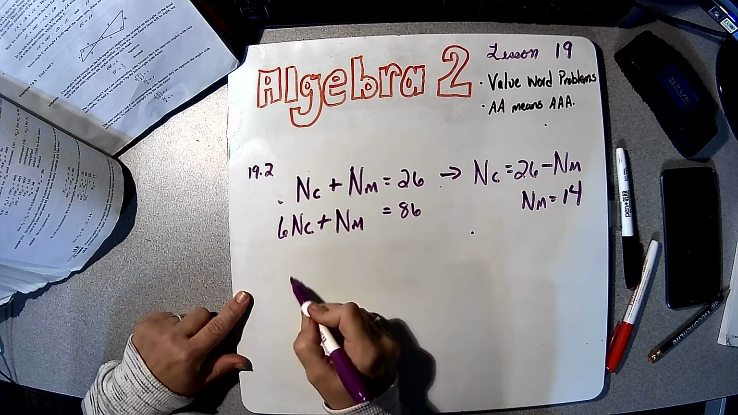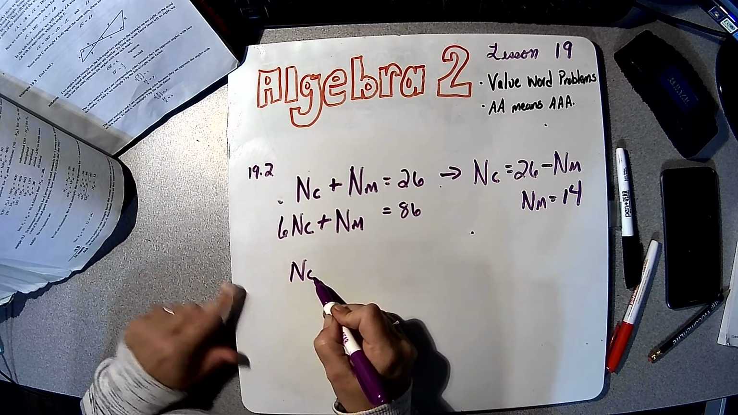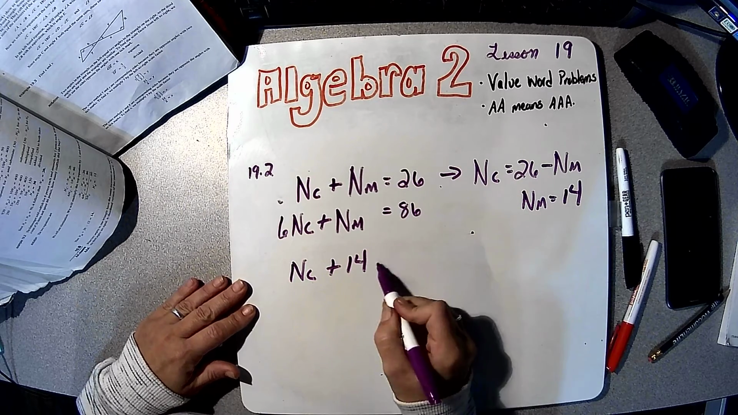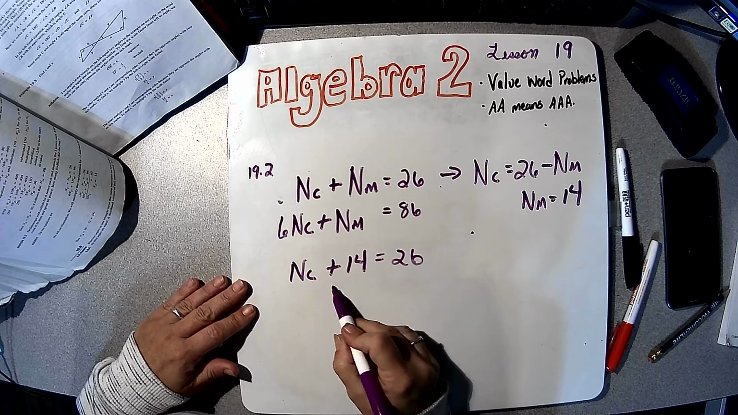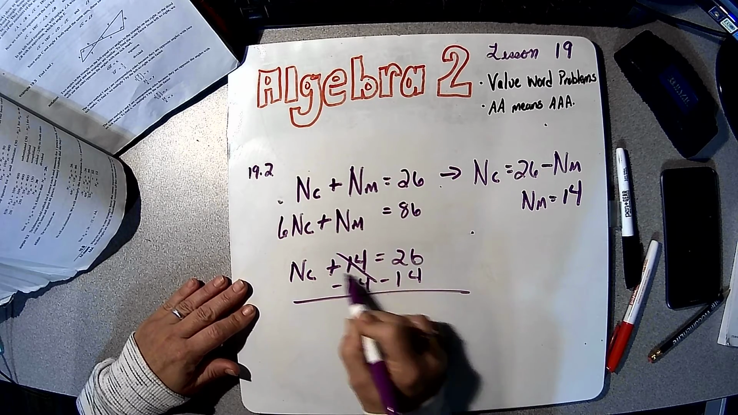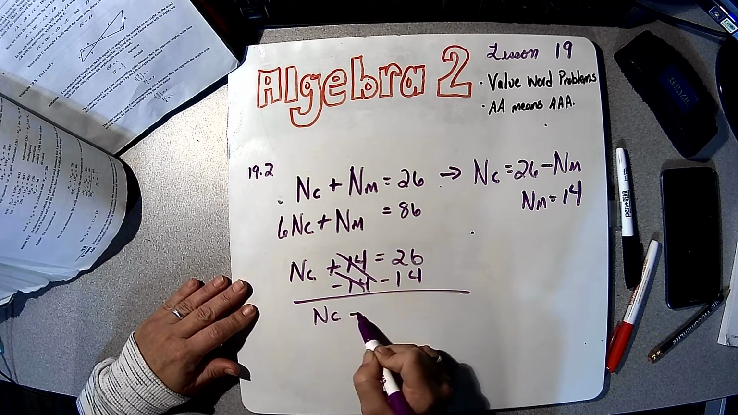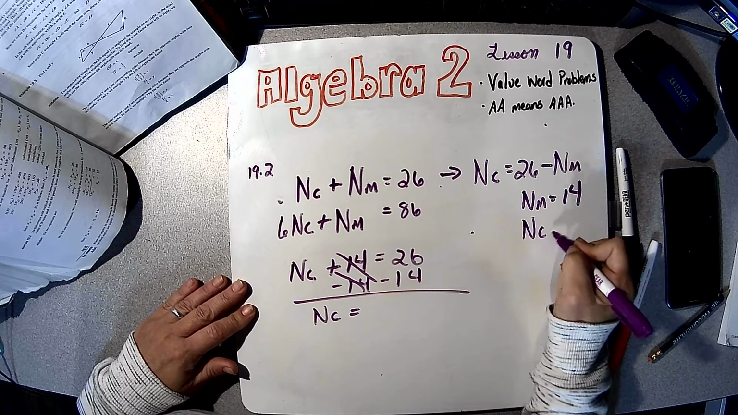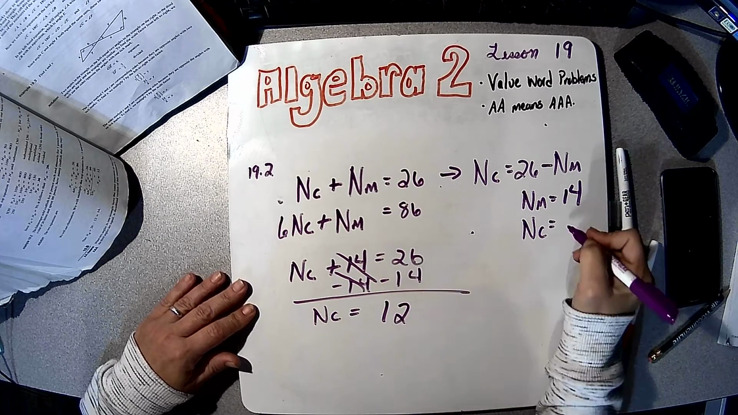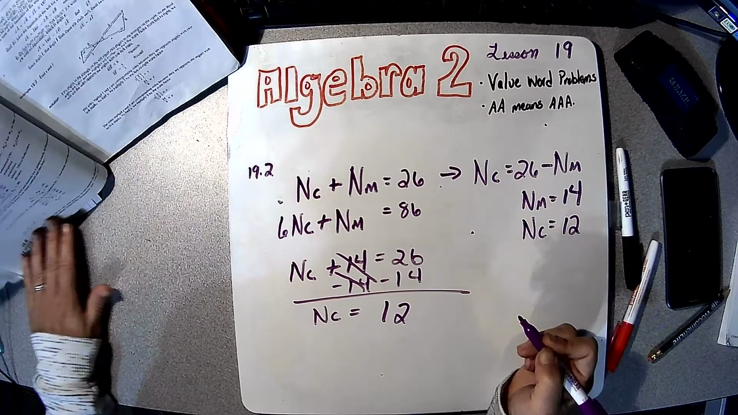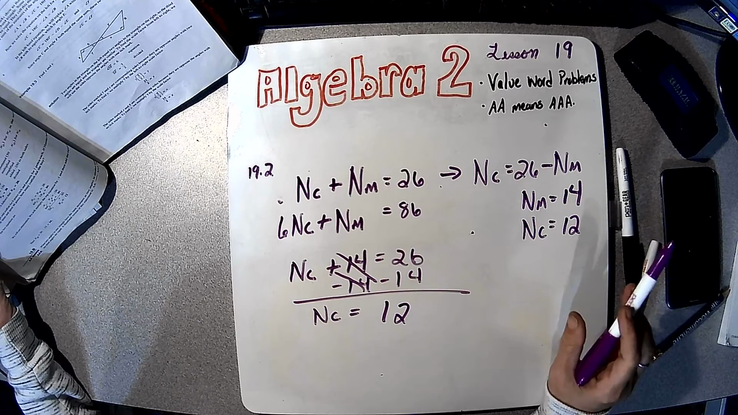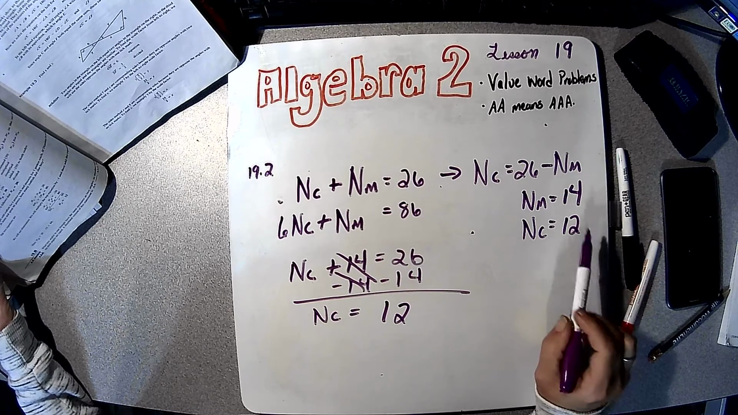any one of these. So we can say the number of codfish plus 14, which is the number of mussels, equals 26. And then we could subtract 14. And we get the number of codfish equals 12. And that's the answer. And then if we multiply this back out, we could make sure that we were right.